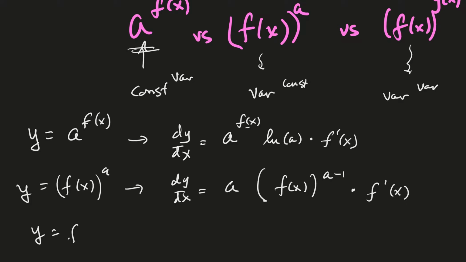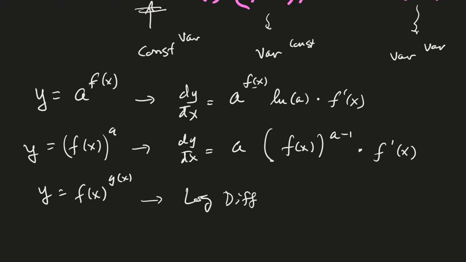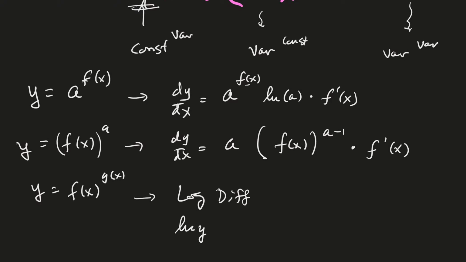If y equals f of x to the g of x power, then what we want to do is logarithmic differentiation. So your first step, like I said, is to take the log of both sides. Natural log of f of x to the g of x power, which brings the g of x down in front. Okay, and then you differentiate as usual. Good. So that is the logarithmic differentiation. Should we try one more just for fun?